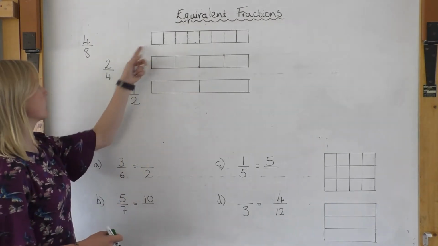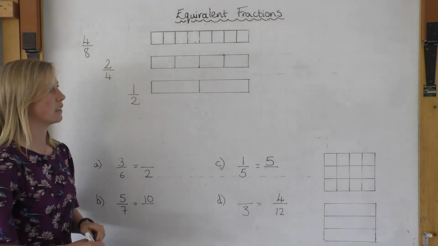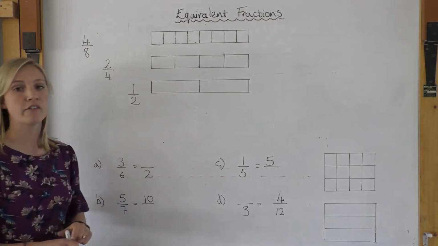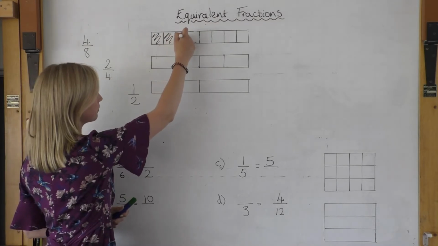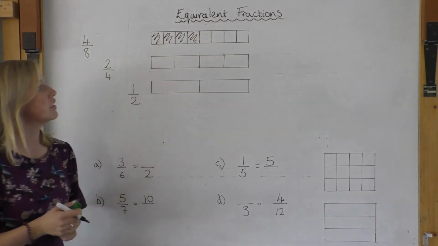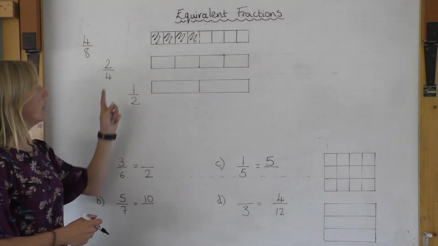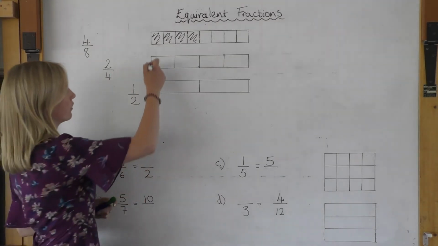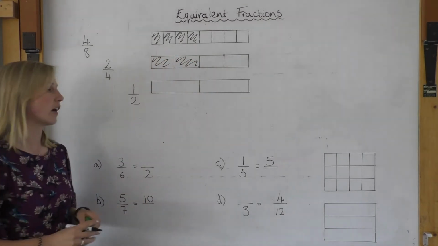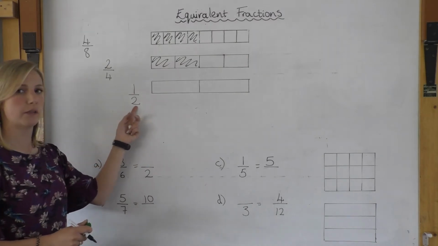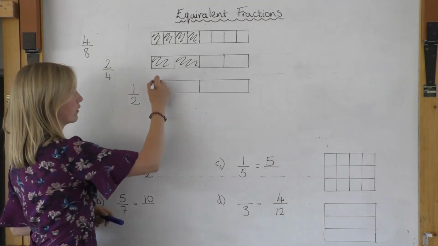So our first fraction has been split up into 8 equal parts as the denominator is 8. However, I'm going to shade 4 of those 8 parts. Our second diagram has been split up into 4 equal parts, and I want to shade 2 of those. And the last diagram has been split up into 2 equal parts, as the denominator is 2, and I've been asked to shade 1 of those.